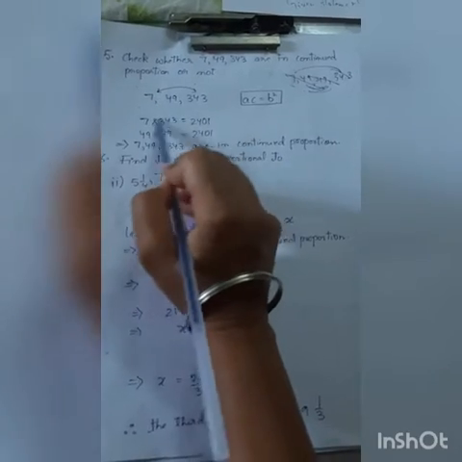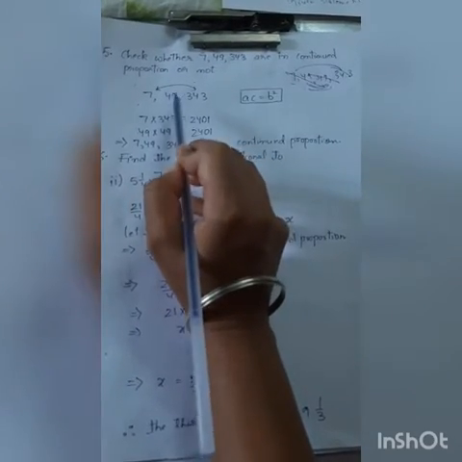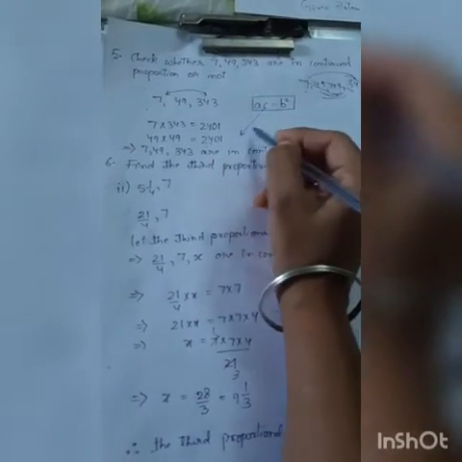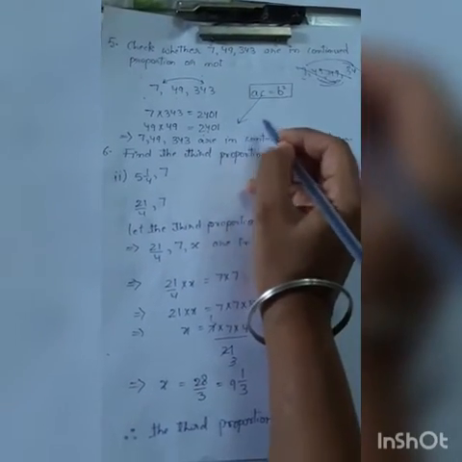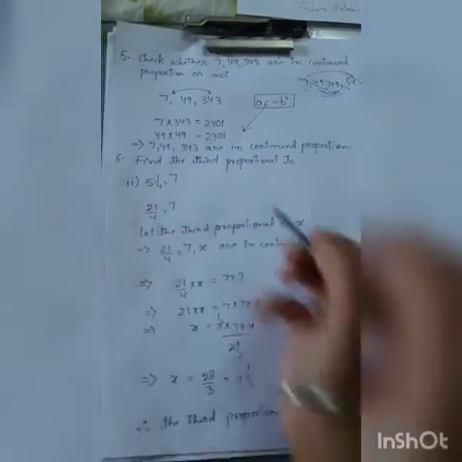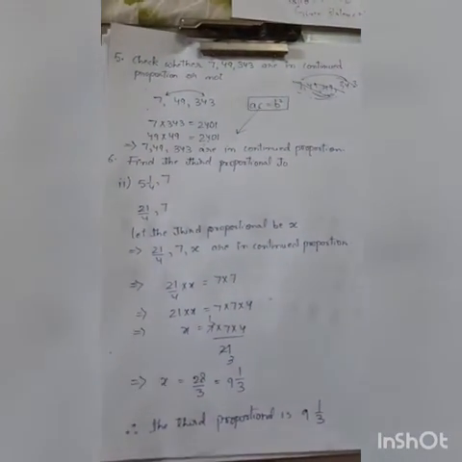So I found 7 into 343, it came this answer. I found 49 into 49, the answer came this. After this step, I will write this line, that AC is equal to B square. This implies that 7, 49, 343 are in continued proportion.